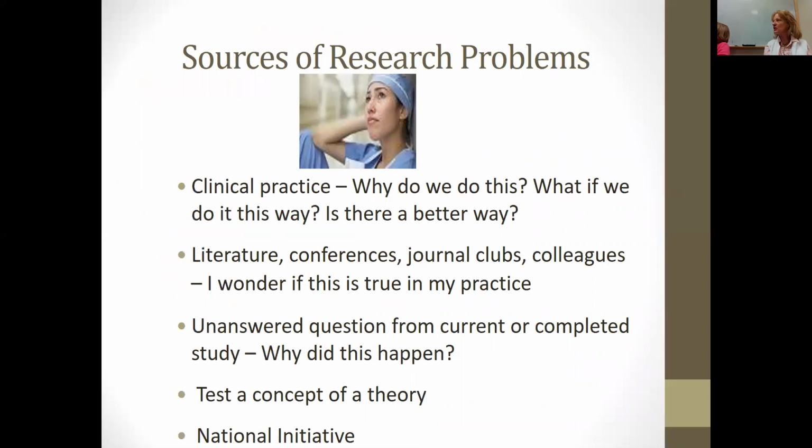So what are the sources of the research problems? All of you have come up with yours based on something in your background that kind of sparked an interest, but clinical practice, you know, what keeps you up at night, what worries you, why do you do things this way, what if we tried a different way? Is there a better way? Is there a more cost-effective way? Would a different approach be more acceptable to our families or the kids?